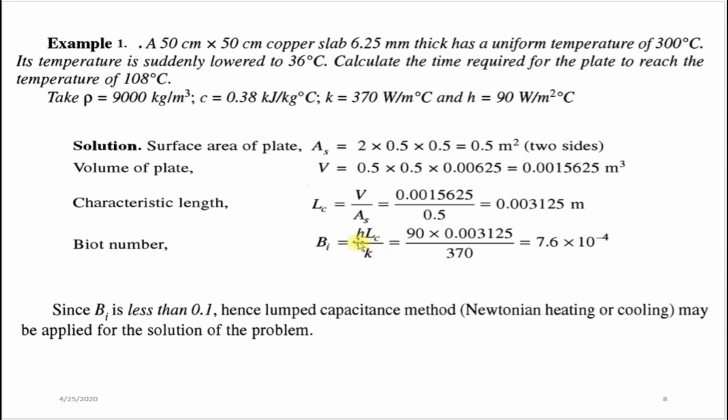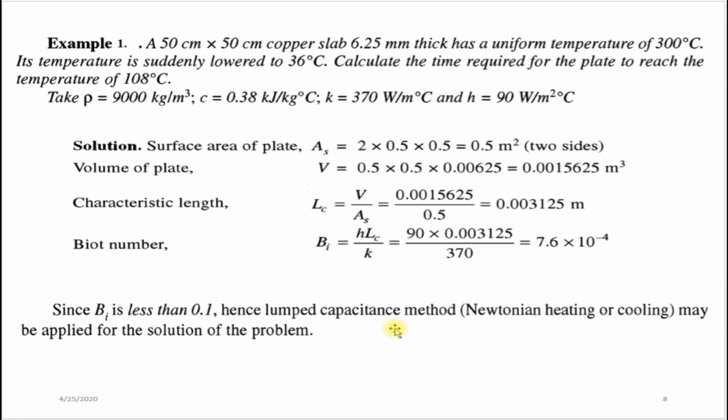H is the convective heat transfer coefficient which is given in the problem, 90. LC value is 0.003125 divided by K, thermal conductivity, that is also mentioned in the problem, 370. If you substitute all these values, you will get Biot number as 7.6 into 10 raised to minus 4. This value is less than 0.1, hence lumped capacitance method or Newtonian heating or cooling may be applied for the solution of the transient problem.